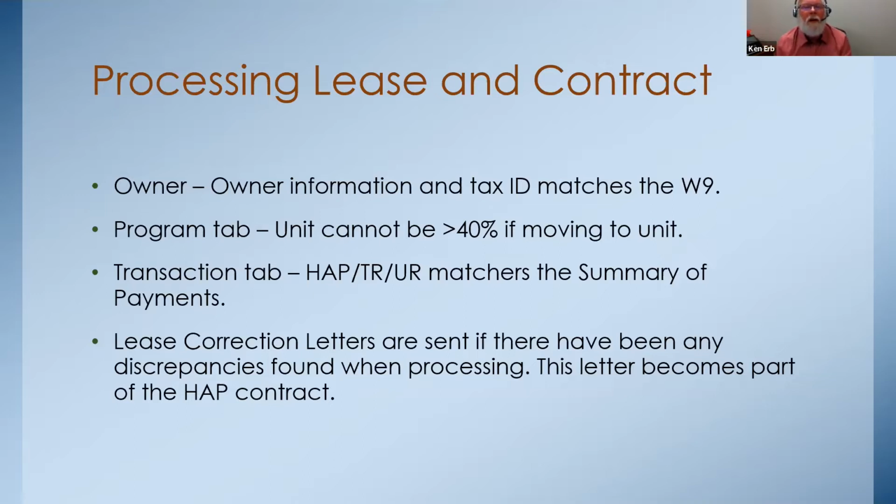When we execute the lease and contract, there's a summary of payments page that is printed out and given to the owner and the tenant. When we're processing it, we have to make sure that the housing assistance payment, the tenant rent, or the utility reimbursement matches that summary of payments. If something changed during the process from the time it was scheduled until it was processed, we may be sending out lease correction letters. And if we do send out any lease correction letters that were found with the processing, we will say such things as, make sure the lease shows that the tenant is responsible for the water. This letter now becomes part of the HAP contract, so keep them together.